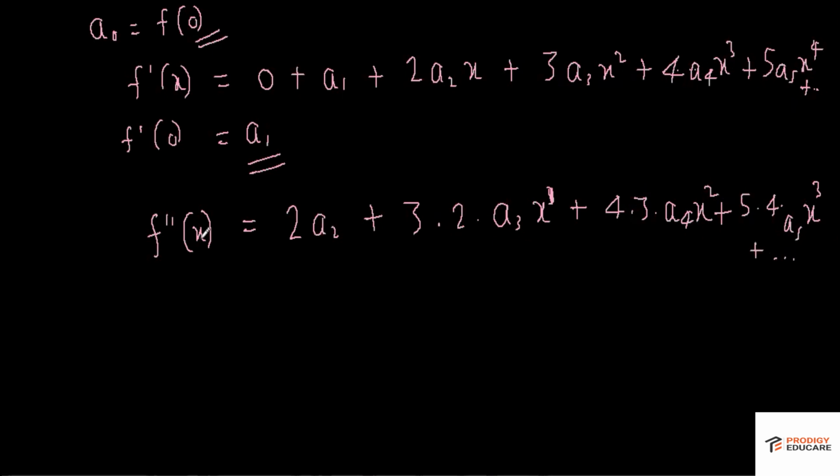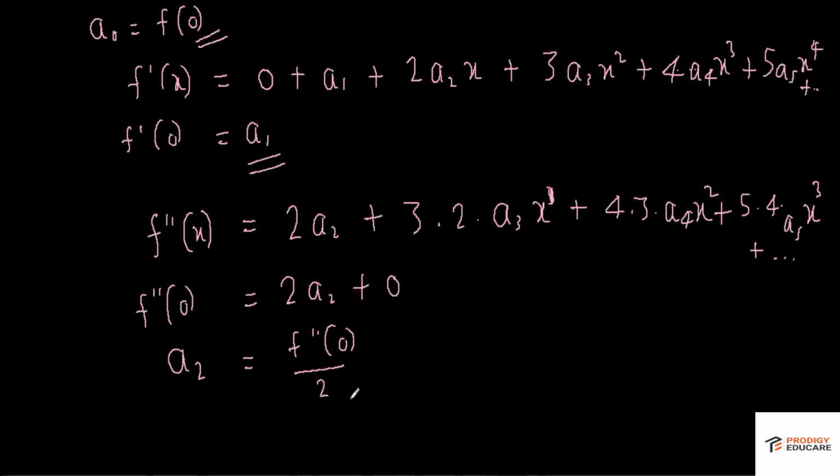Now you can see if I substitute x as 0 in this case, I'll write f double dash of 0. That will become 2 times a2 plus, since all these terms have a term of x, these will vanish and simply these terms are equal to 0, 0, 0. So I got a2 as f double dash of 0 upon 2. Perfect. We got a naught, a1, a2.